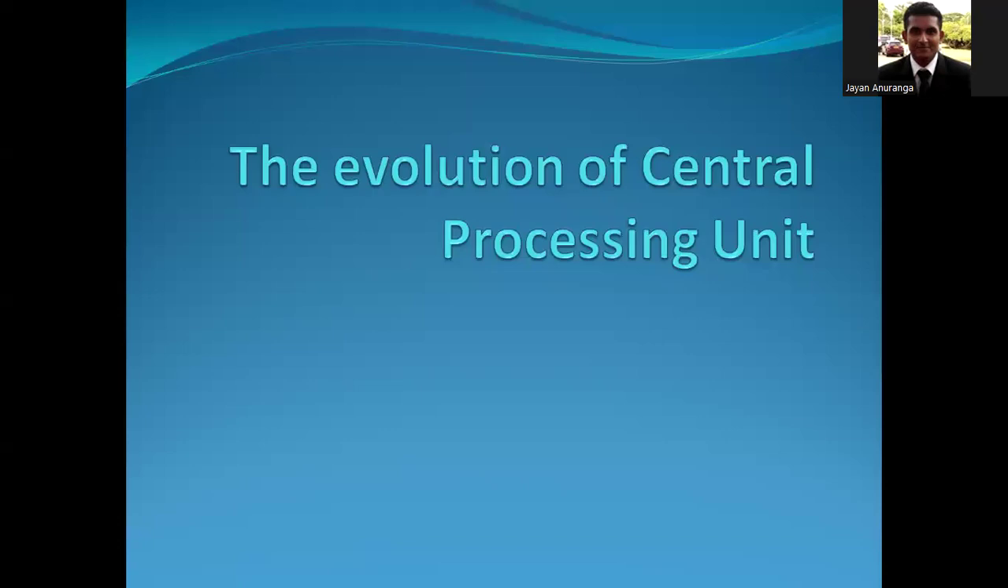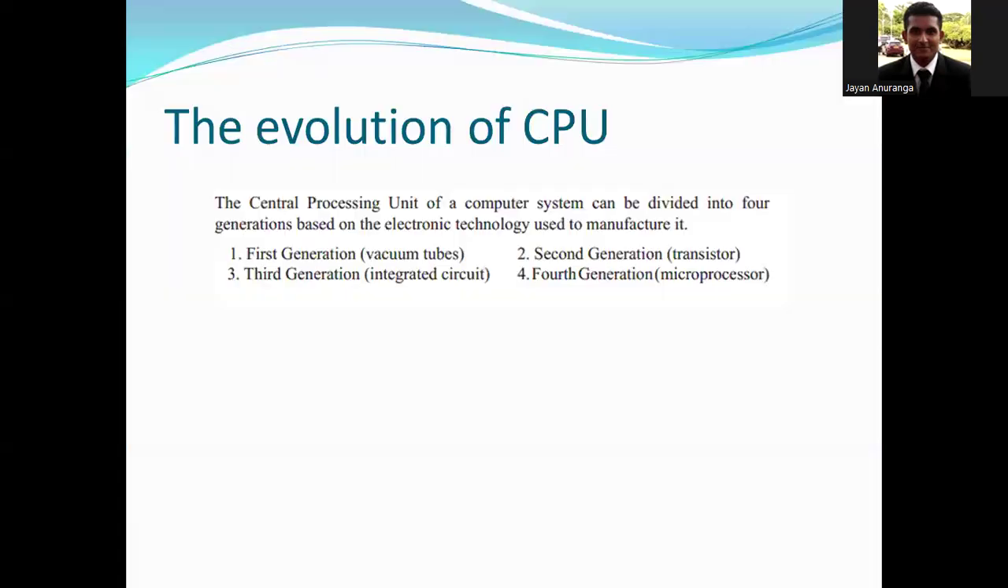Then the next part, we move to discuss the evolution of the central processing unit. Depending on the technology used for the central processing unit, we can divide the computer into four eras. That means the central processing unit of a computer system can be divided into four generations based on the electronic technology used to manufacture it.